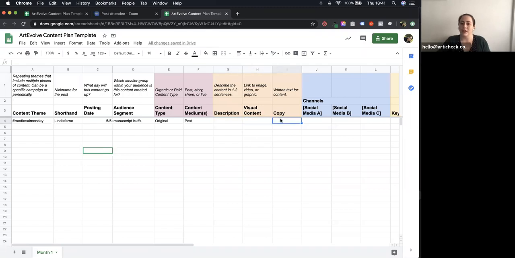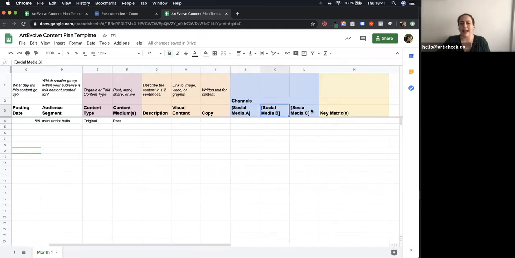Then I would link my picture, I would link my copy, and I would say exactly where it's going to go. So you can see for A, B, and C, these are the channels, and all I have to do is go, yep, it's going to go here, and it's going to go here. Okay, so let's say it's going to go on my Facebook and my Instagram. Done. And then my key metrics. This is what I'm measuring in order to figure out the success of this particular post. Now, I'm asking people to actually comment on the post, in the post itself, right? I'm saying, can you guess what this manuscript is?